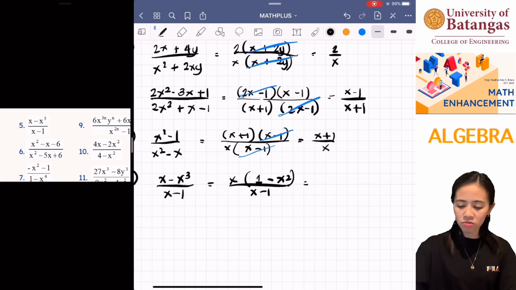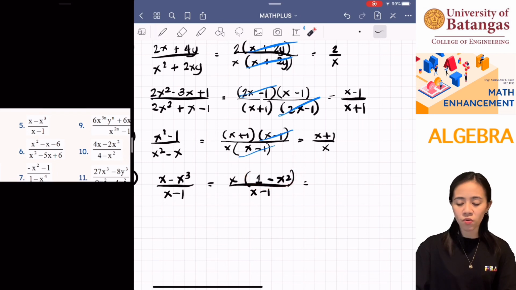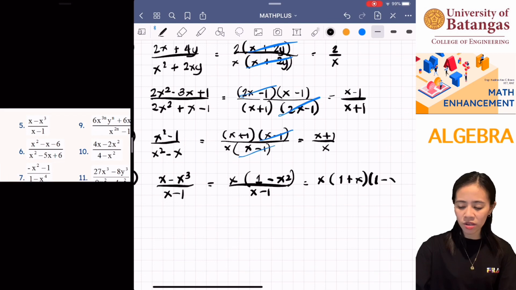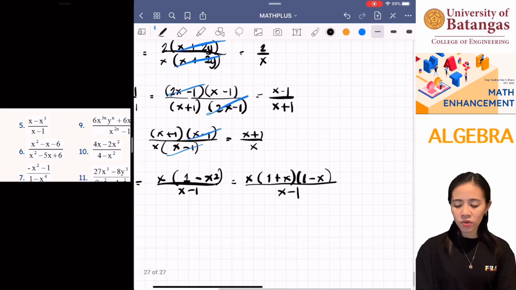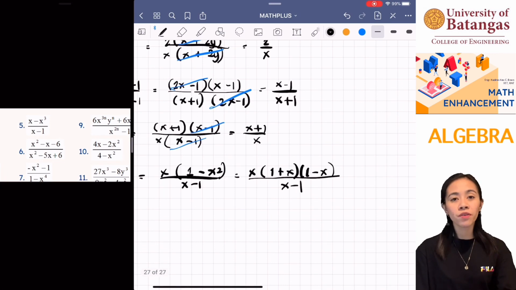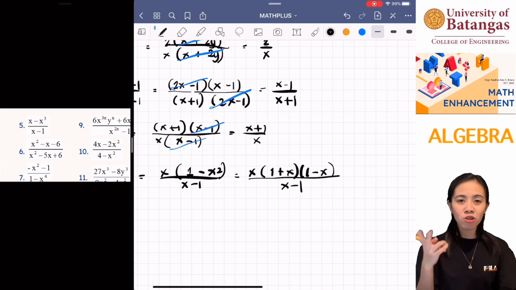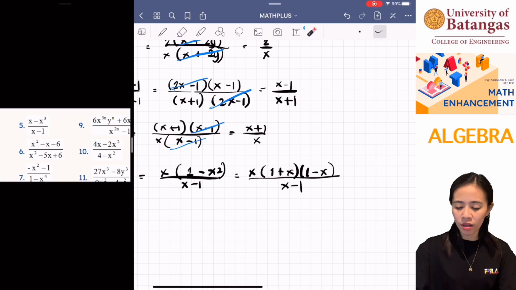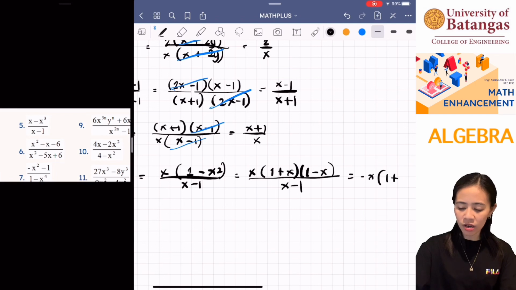And then, you can notice you have a difference of squares dito. So, i-factor pa rin natin yun further as in the instructions to us with factoring, diba, last video. So, you'll have here 1 plus x and 1 minus x all over x minus 1. So, as you can see in the theorem I showed you previously, diba, kapag nagpalit lang yung position ng dalawang terms in the binomial, ibig sabihin negative 1 yan. So, in short, this is simply the negative of x times 1 plus x.